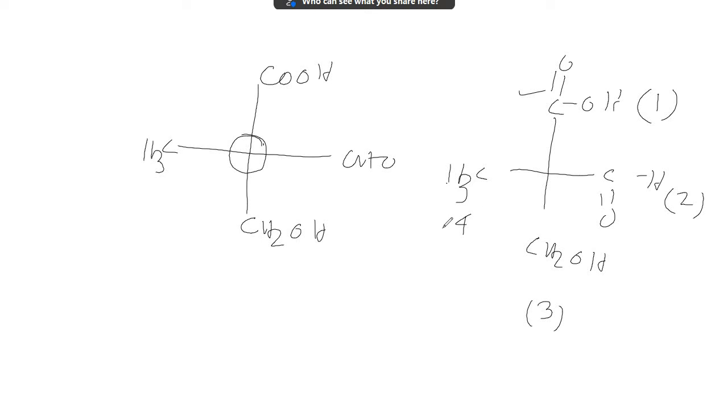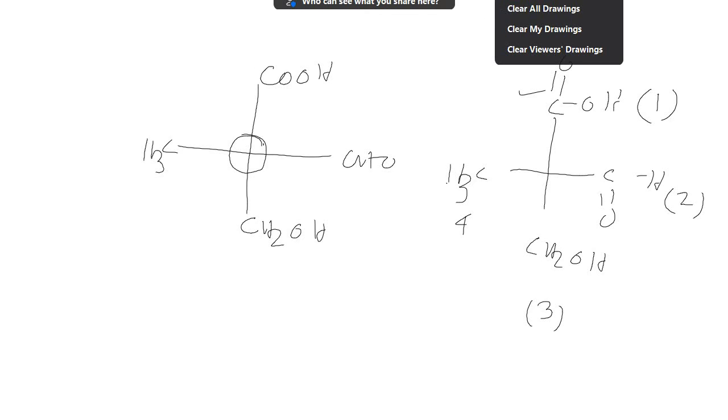Is it clear? In the case of a double bond, it is treated as two atoms. In the case of a triple bond, it is considered as three atoms. Look at here. Suppose it is given CN.